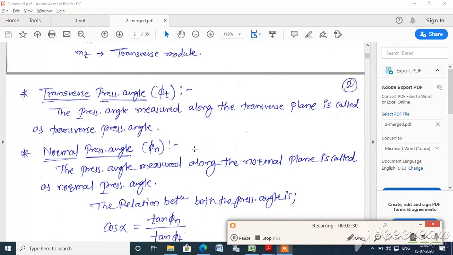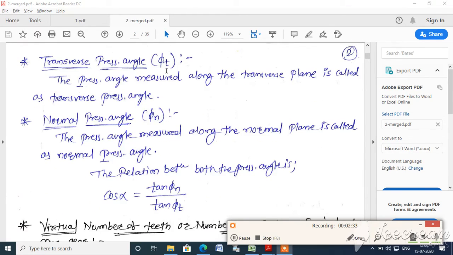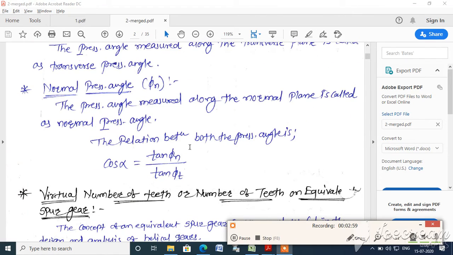Next, we have to see transverse pressure angle and it is denoted by phi t. Pressure angle, we know that in spur gear it is denoted by phi. So here transverse pressure angle, that's why phi t. So the pressure angle measured along the transverse plane is called transverse pressure angle. The next one is normal pressure angle, that is phi n. The pressure angle measured along the normal plane is called normal pressure angle. So what is the relation between normal pressure angle and transverse pressure angle? So let us see. Here cos alpha equals tan phi n upon tan phi t. This is also a very important equation.